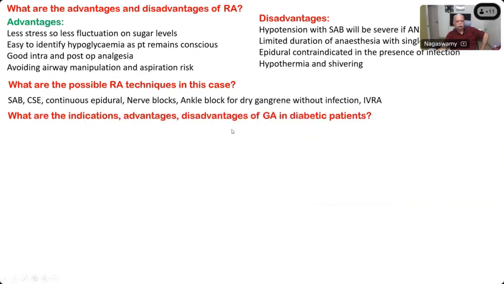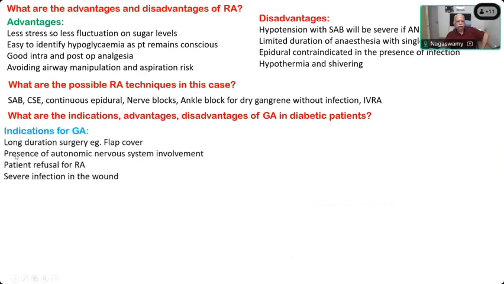Indications, advantages and disadvantages of GA. Sir, more stress and more fluctuation in the sugar level and difficulty in identifying. Indications are long duration surgery, like flap cover or microvascular surgery, presence of autonomic nervous system involvement, the patient's refusal of RA, and severe infection in the wound. All these things indicate that you have to go for GA rather than RA.